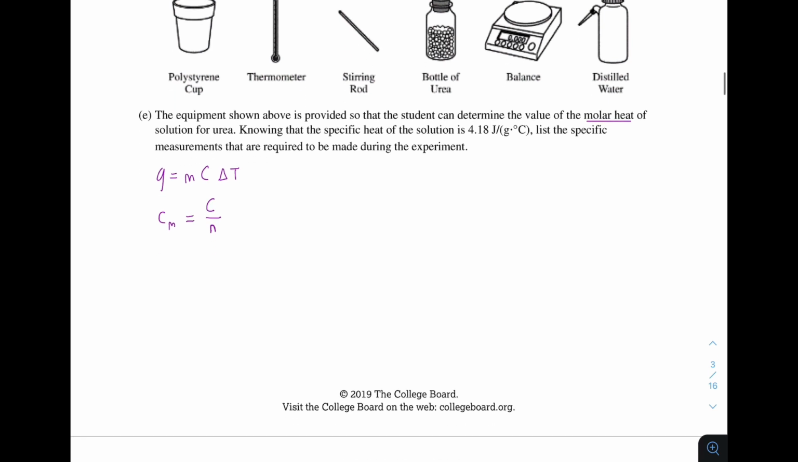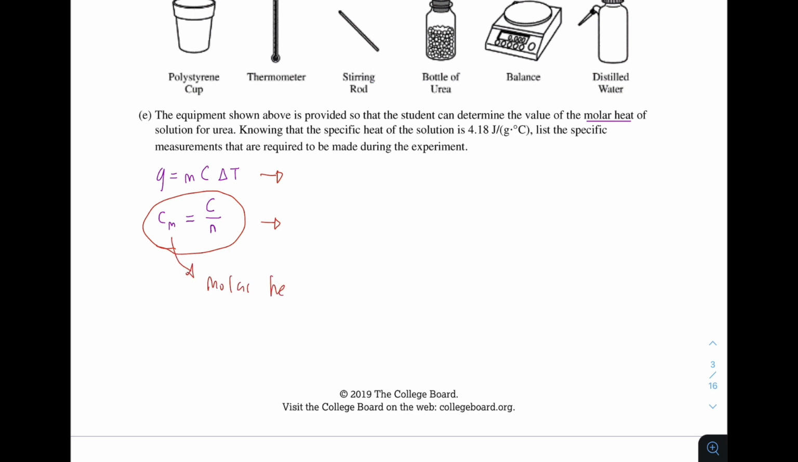These equations come directly from the concept of molar heat. Molar heat is simply specific heat divided by the number of moles. And molar heat is the amount of energy needed to raise 1 mole of something by 1 degree Celsius. So in order to solve this, we're first going to need to look at what is in this equation, and then we'll need to look at what's in this equation, because this is molar heat.